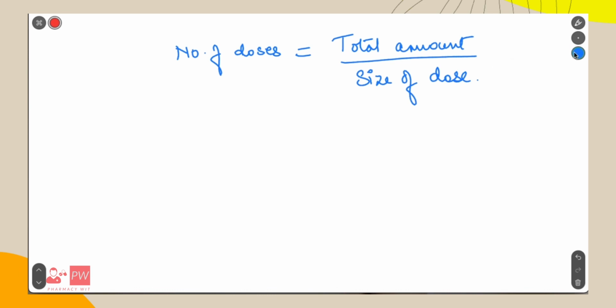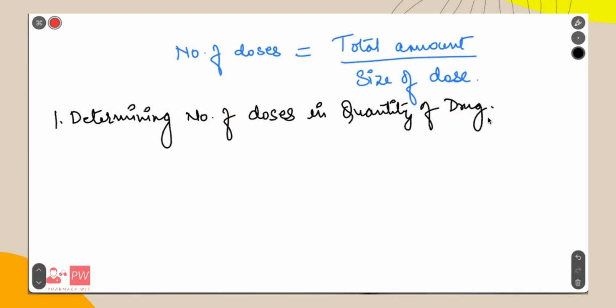So let's start with the first one, determining the number of doses in a quantity of drug. To determine the number of doses in a given quantity of drug, simply divide the total amount by the size of dose. It should be noted that the total amount of the drug and the size of the dose should be in the same unit.